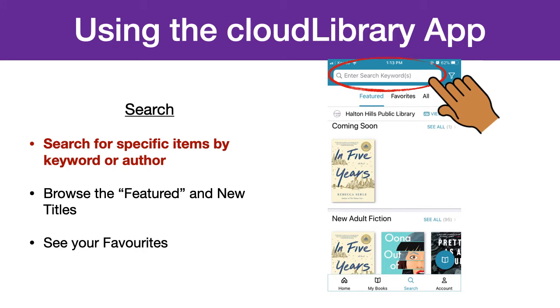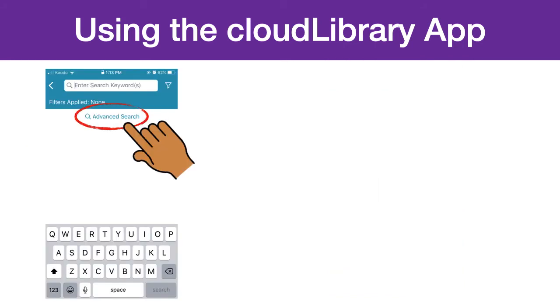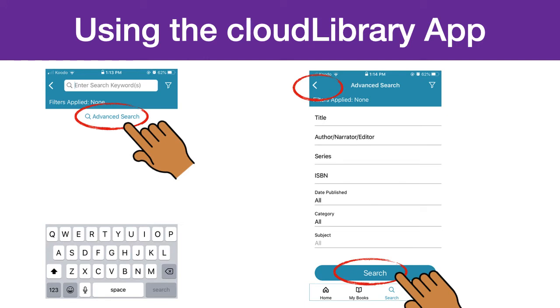To search for specific items using a keyword, title, or author, click on the search bar at the top of the page. Clicking on the search bar will bring up this screen where you can type in your keywords and click on any results. You also have the ability to complete an advanced search by hitting Advanced Search under the search bar. You can complete an advanced search by title, author, series, ISBN number, date published, category, or subject. For more information on the advanced search feature, see the tutorials available through the help function, which we will cover a little later. Always hit the arrow in the top left corner to return to the previous page.